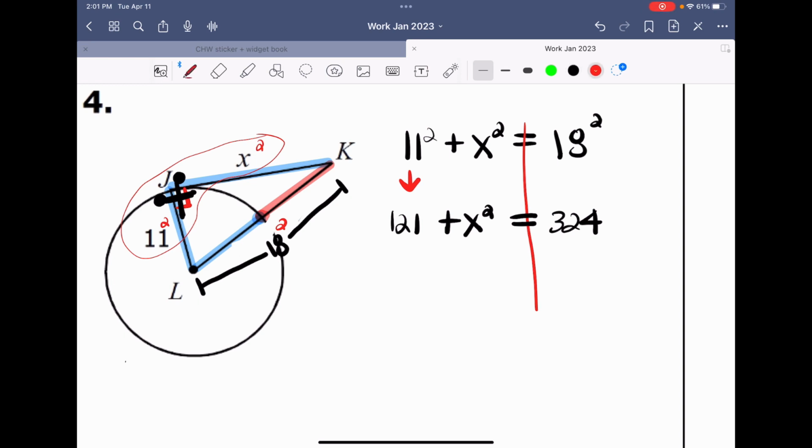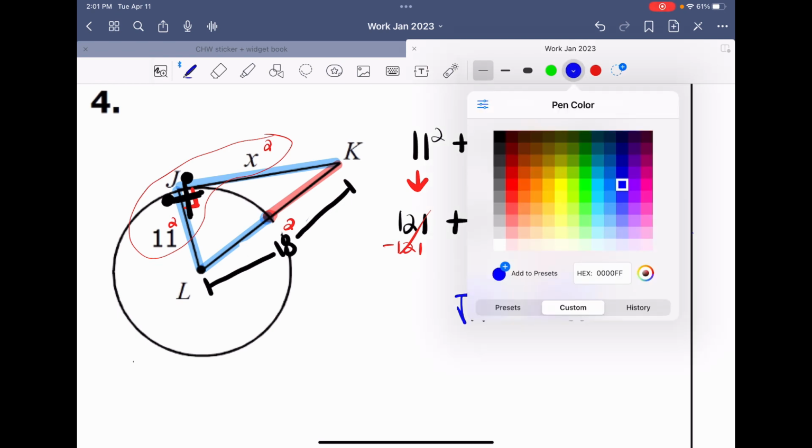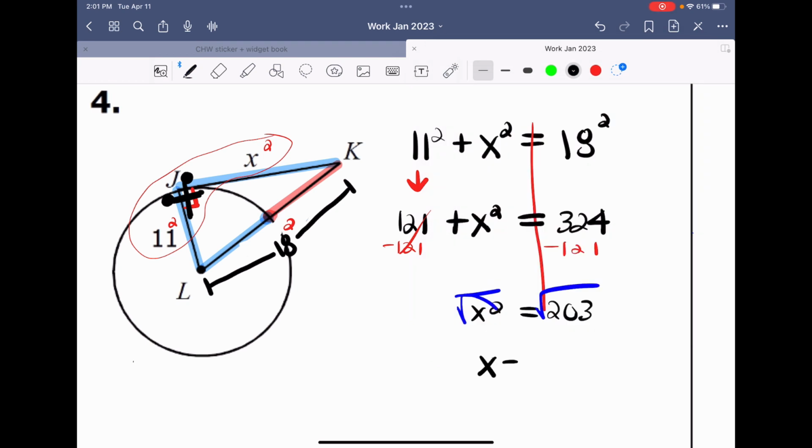Okay, you are going to subtract. You're going to move this number to the right. So you're going to subtract 121. And we get 203. And at the very end, you take the square root. Okay, square root. So these cancel. We take the square root of 203. And we get x equals 14.2.